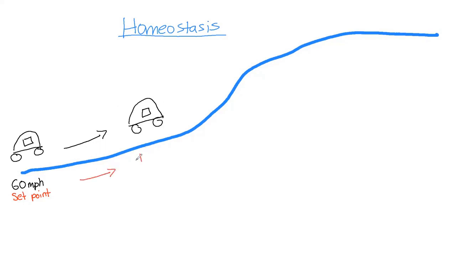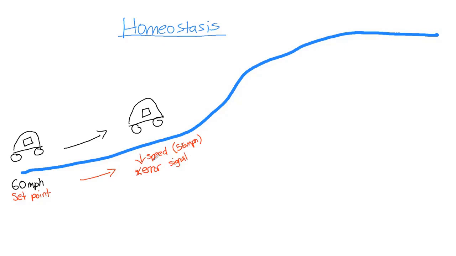So we see here a decline in speed. The car is now going at about 55 miles per hour. And because that is not our set point, this is the miles per hour that we're going to strive to maintain, that automatically sets off what we call an error signal. Okay, because of this reduction in speed.